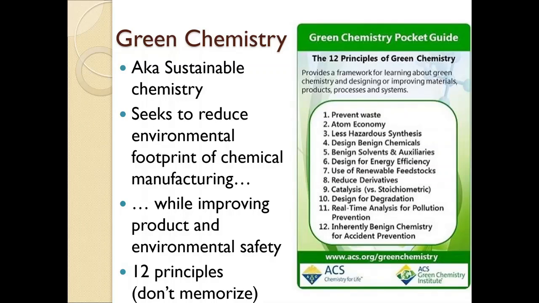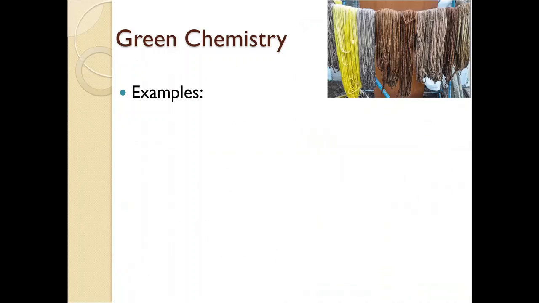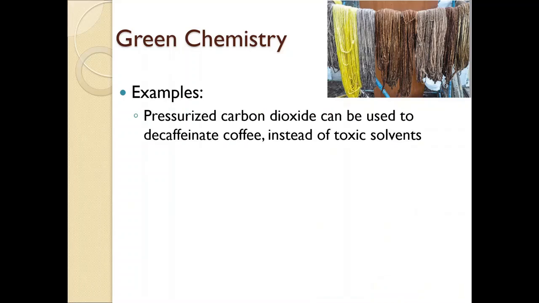The general idea is to reduce waste, to use less hazardous chemicals, those sorts of things, to reduce the environmental footprint of chemical manufacturing. So some examples of how green chemistry is being used. Toxic solvents used to be used to decaffeinate coffee, and through green chemistry we've discovered better methods like using pressurized carbon dioxide to decaffeinate coffee.